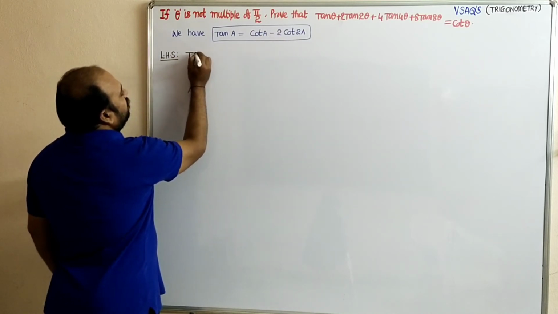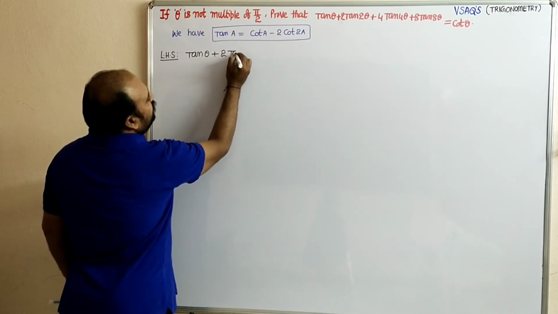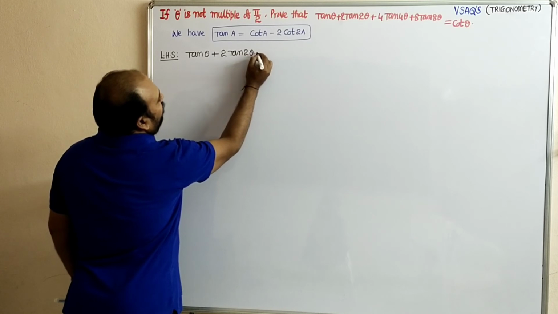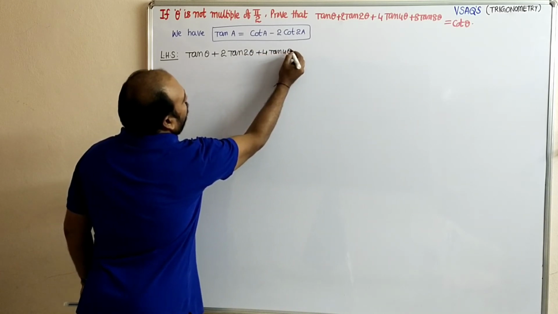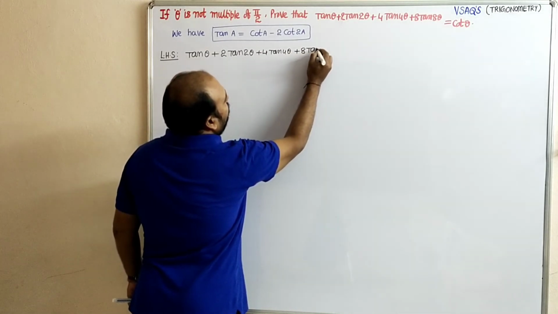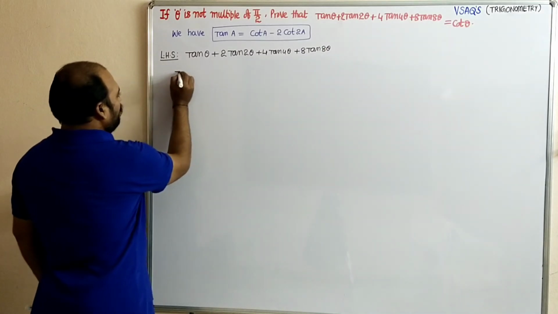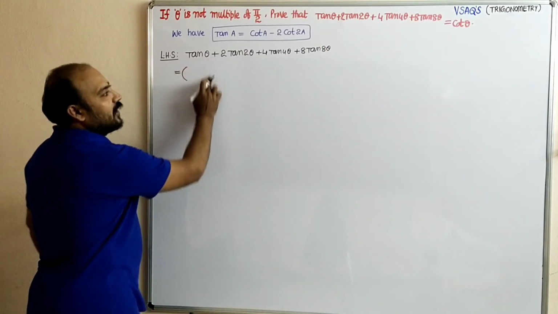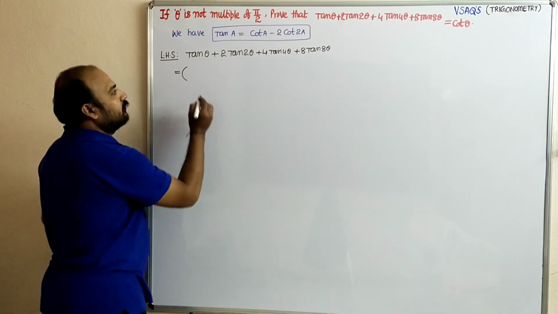Tan theta plus 2 into tan 2 theta plus 4 into tan 4 theta plus 8 into tan 8 theta. So which is equal to, in place of tan theta, cot theta minus 2 cot 2 theta.